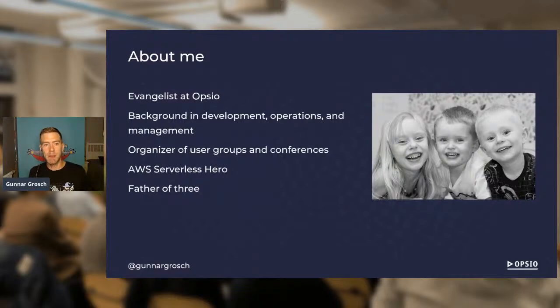Right. So shortly about me, I am an evangelist working at Opsio, based here in Sweden. My background is in development, operations, and management, so I've been working in IT for about 20 years now. I am an organizer of user groups and conferences, mainly focusing on AWS and serverless communities. I'm also helping out organizing the Serverless Days conference, both the Stockholm one and the global virtual Serverless Days conference. I've been named an AWS Serverless Hero, which I guess means that I've done something good around AWS and serverless. And lastly, but perhaps most important, I'm a father. I have 3 kids, so I know quite a lot about chaos, definitely.